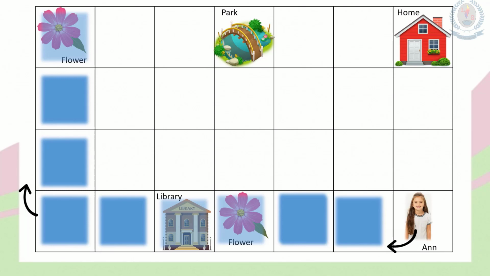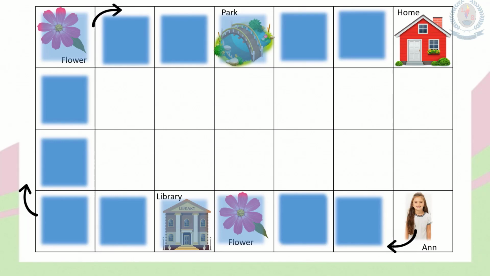Then she makes a quarter turn clockwise and moves 3 squares forward to go to the park. 1, 2, 3. Now she is in the park. Finally, she moves 3 squares forward to reach home. 1, 2, 3. Finally, she is at home.